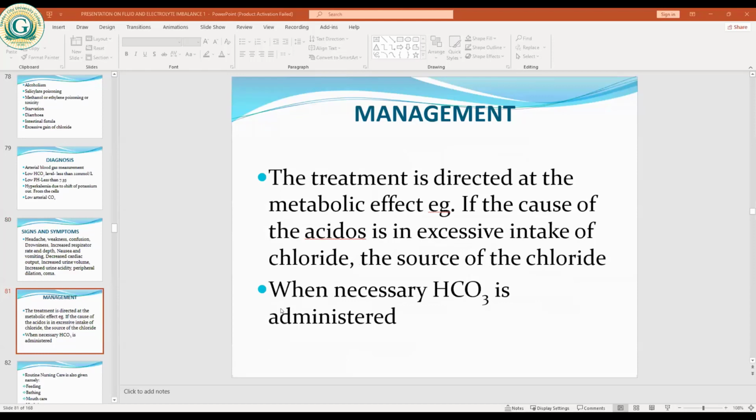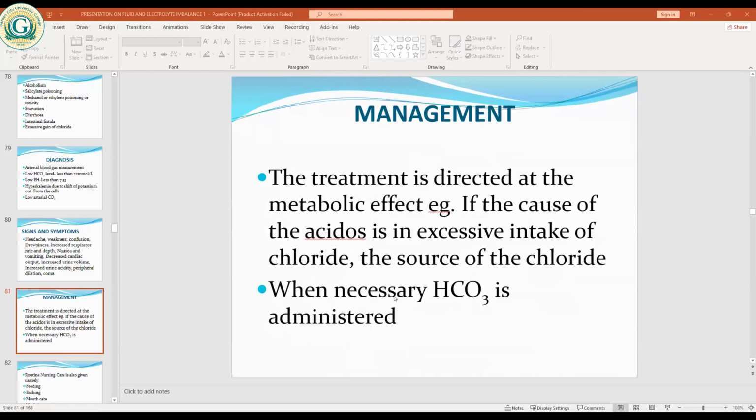Management. The treatment is directed at the metabolic effect. If the cause of the acidosis is excess intake of chloride, what do you need to do? You need to stop. If necessary, we said there's a deficit of bicarbonate. Why not infuse the person? So here you look at a solution that contains bicarbonate, and then you infuse the person with that particular solution. So it will restore the bicarbonate level back.